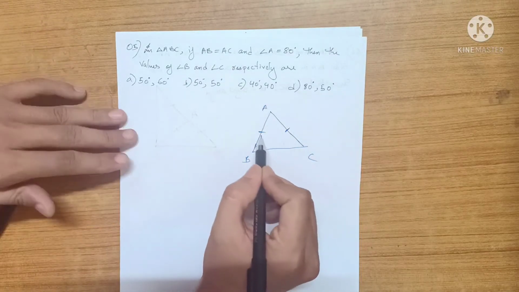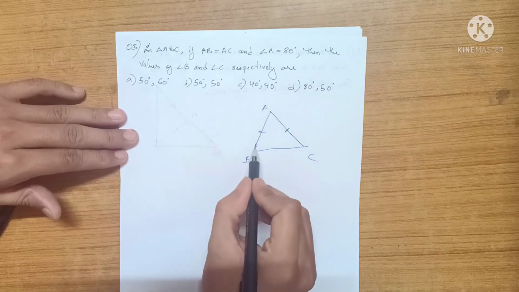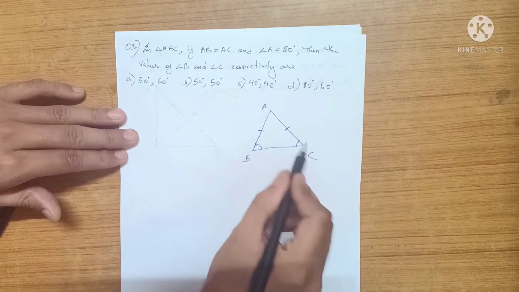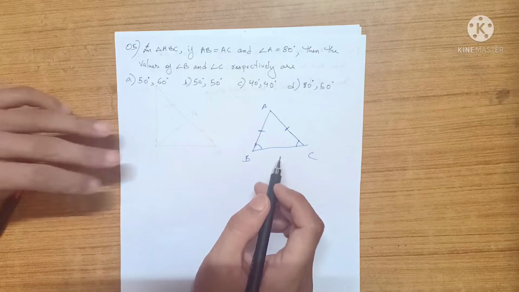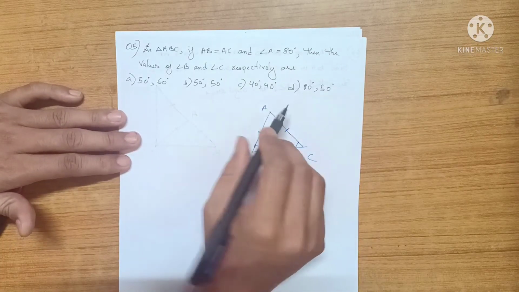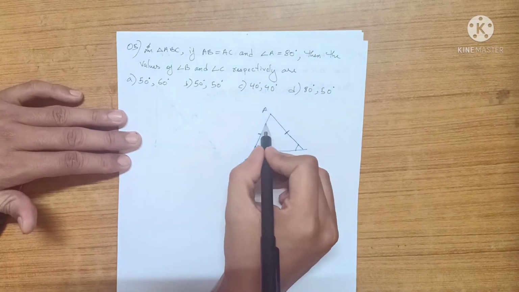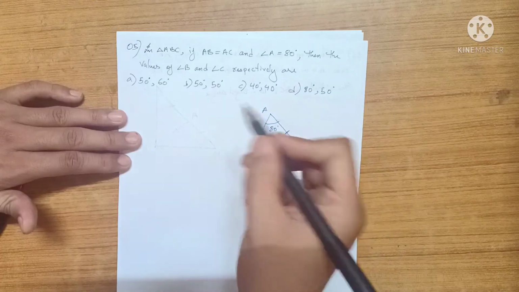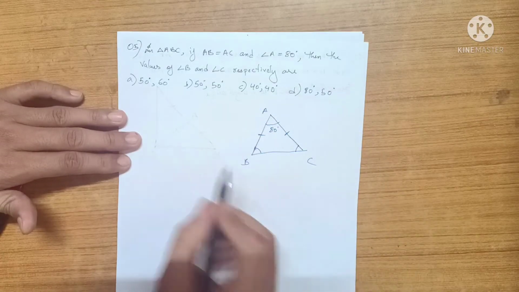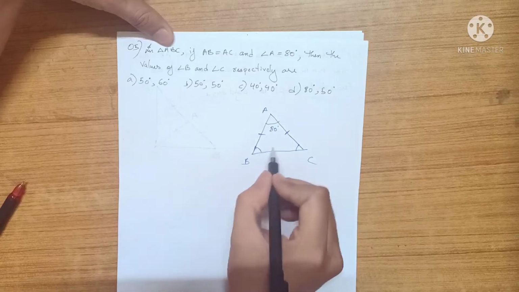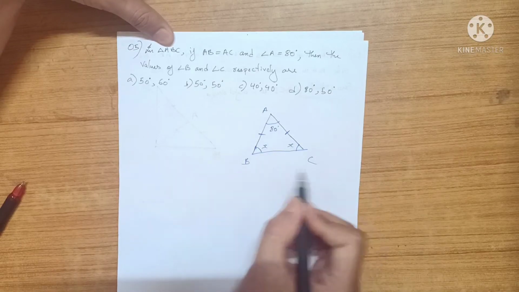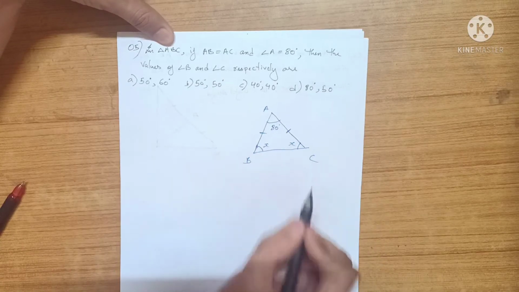So we know that if AB and AC are equal, the corresponding angles will be equal, right? The angles attached to the equal sides, isosceles triangle. And then they're saying angle A is 80 degrees. Then the values of B and C, so we have to find the values of B and C. If we take this as X and X, why? Because they're the same. So if this is X, this will be X only.